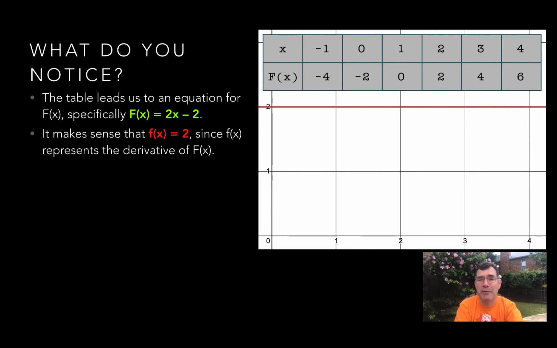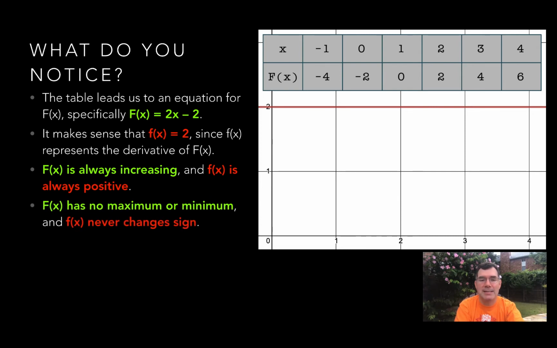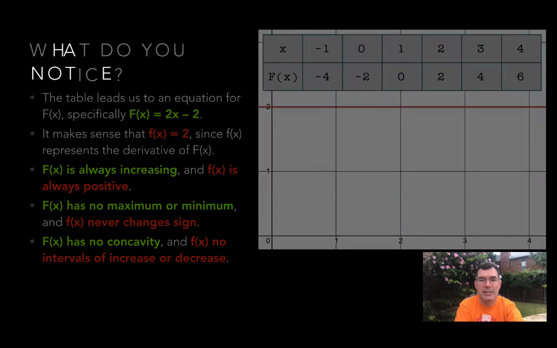That makes sense because the derivative of that would be 2. And since little f of x does represent the derivative of capital F of x, then all of those properties that we've talked about before still hold. So capital F of x is always increasing. The y values are going up. And f of x is always positive. It's always positive 2. Capital F of x has no maximum or minimum. It just keeps going up and up and up. And little f of x never changes sign. It's always positive 2. Capital F of x has no concavity to it, and little f of x has no intervals of increase or decrease. It just stays the same.